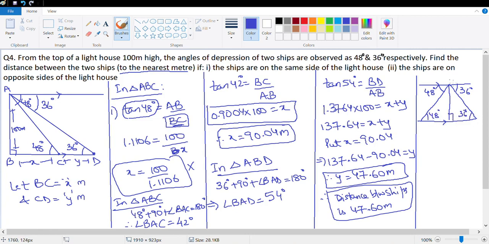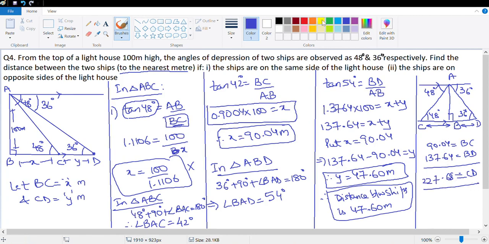If I name the same thing, this is A, this is B, the first ship is C, the second ship is D. Here we've already calculated the value of BC, which is X, which is 90.04, and we've already calculated the value of BD, which is X plus Y, which is 137.64. So the distance between C and D, therefore CD, would be equal to the addition of these, which is 227.68.